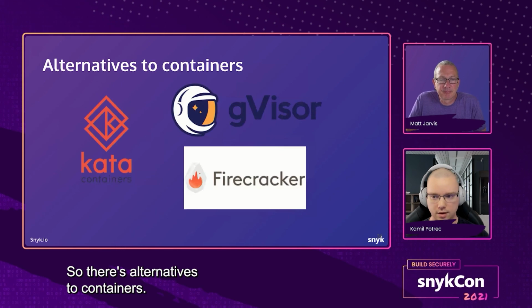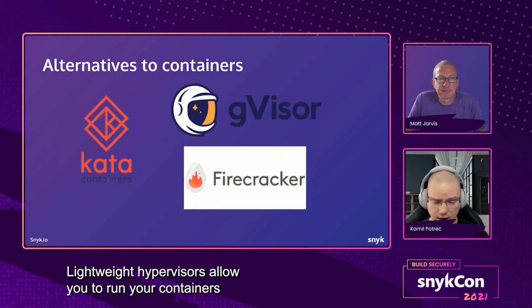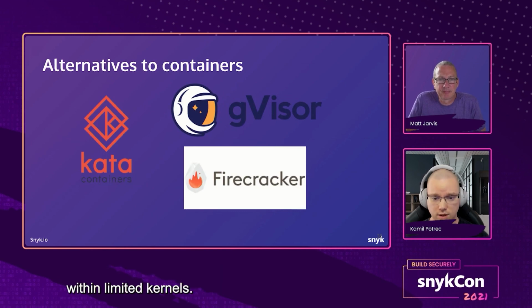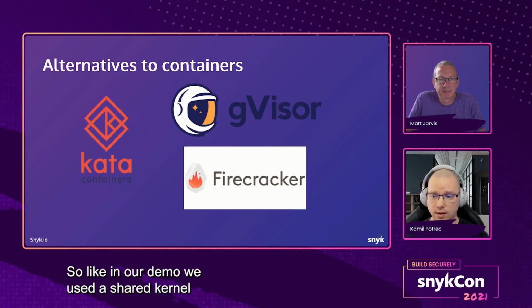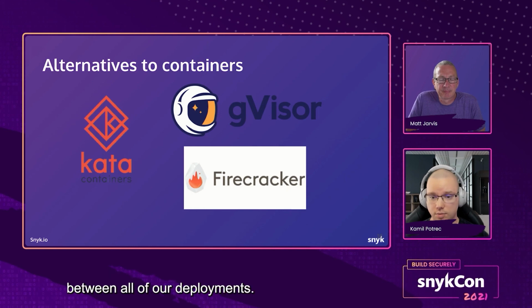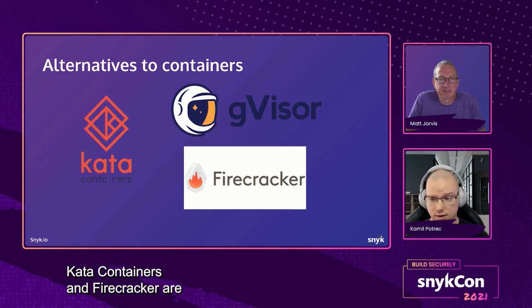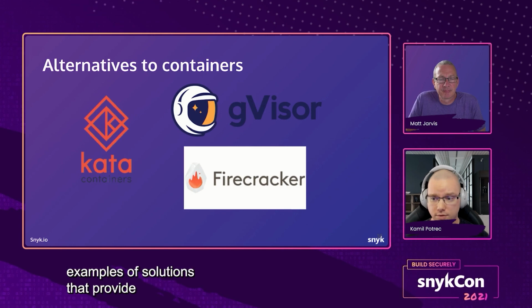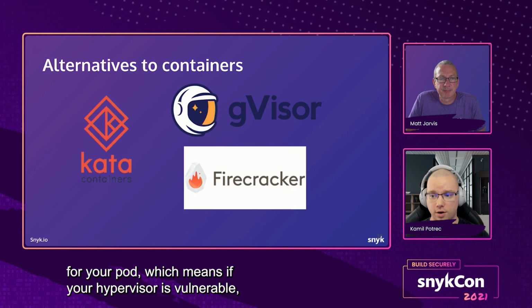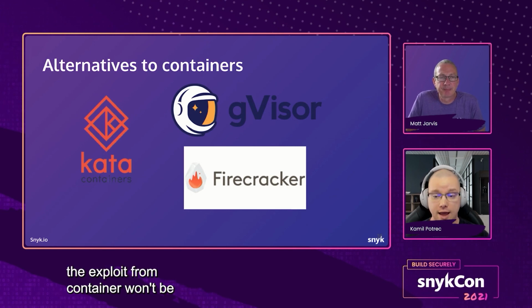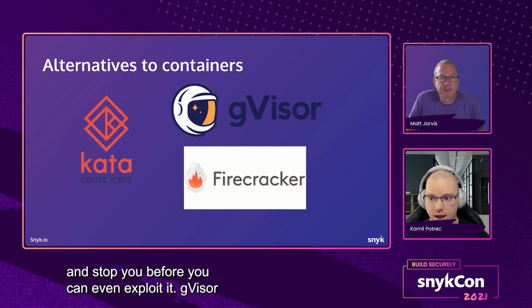So there are alternatives to containers. Lightweight hypervisors allow you to run your pods, your containers within limited kernels. Like in our demo, we used a shared kernel between all of our deployments. Kata Containers and Firecracker are examples of solutions that provide a layer of kernel that runs specifically for your pod, which means if your hypervisor is vulnerable, the exploit from the container won't be able to reach the vulnerable code paths and stop you before you can even exploit it.